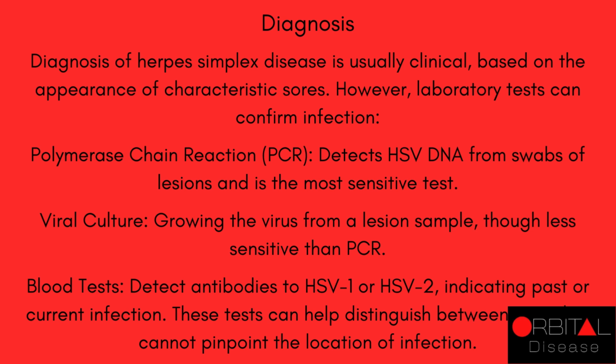Diagnosis. Diagnosis of herpes simplex disease is usually clinical, based on the appearance of characteristic sores. However, laboratory tests can confirm infection. Polymerase chain reaction, PCR, detects HSV DNA from swabs of lesions and is the most sensitive test. Viral culture, growing the virus from a lesion sample, though less sensitive than PCR. Blood tests detect antibodies to HSV1 or HSV2, indicating past or current infection. These tests can help distinguish between types but cannot pinpoint the location of infection.